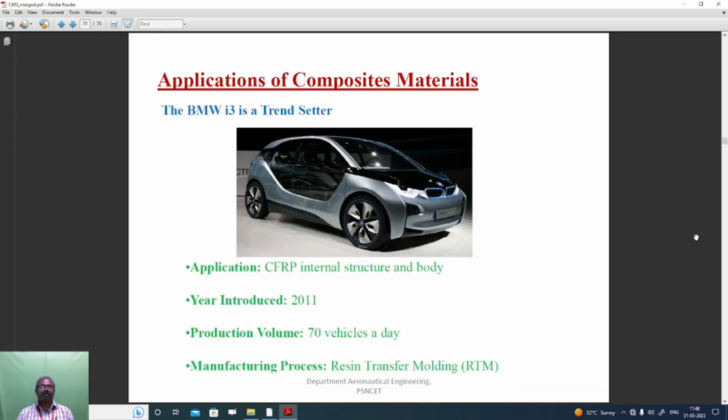Of course, the BMW i3 is a trendsetter. Most parts are made up of CFRP composites. The CFRP is used in the internal structure and body. The year introduced was 2011. The production volume is 70 vehicles per day. The process used to manufacture the composite parts is RTM, that is, resin transfer molding.